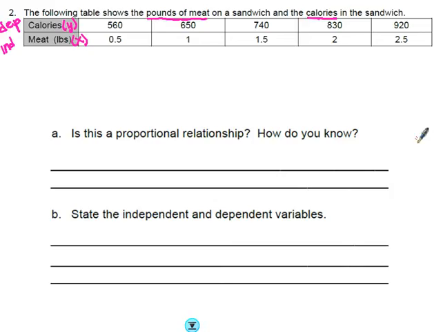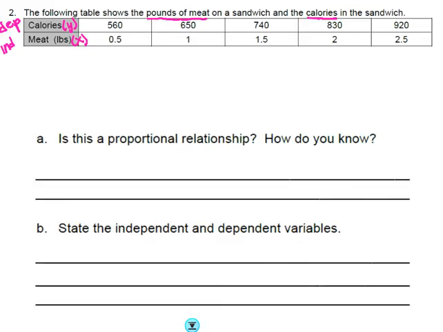Now let's look at the first part of the question. Part A, it says, is this a proportional relationship? And how do you know? From the previous problems, we've talked about proportional relationships, and that's when you have a constant of proportionality. We need to figure out what these numbers are being multiplied by. So what is x being multiplied by to get the y value?